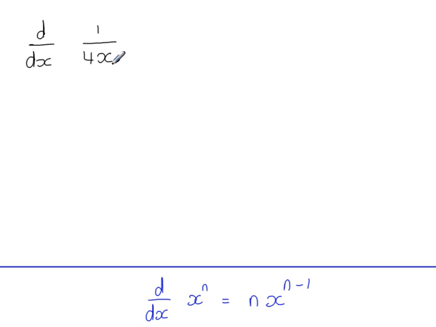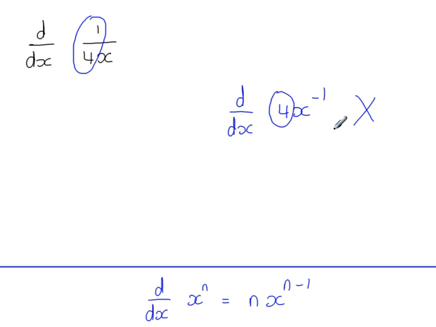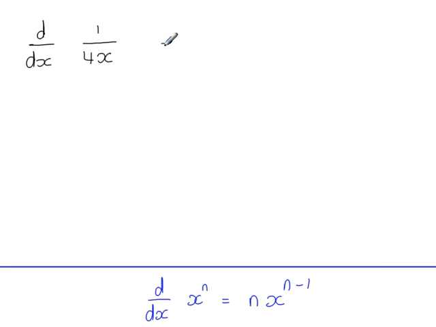Differentiating 1 over 4x. This is not the same as differentiating 4x to the power of minus 1. This is wrong. You can see a quarter here, but now we've changed that incorrectly to 4, so this is wrong.